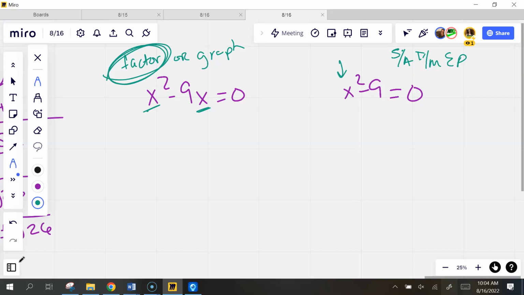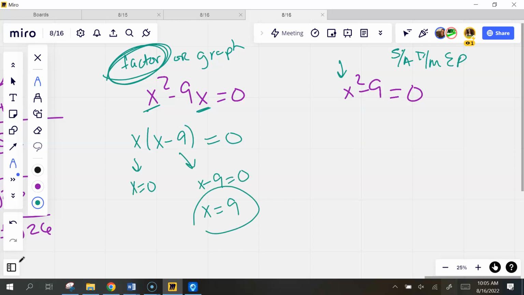So here, how would you factor that? What happens? Take out the x. It leaves me with x minus 9. And now zero product property. This goes to zero. And to the right side where I can just add 9 to both sides and take the square root.